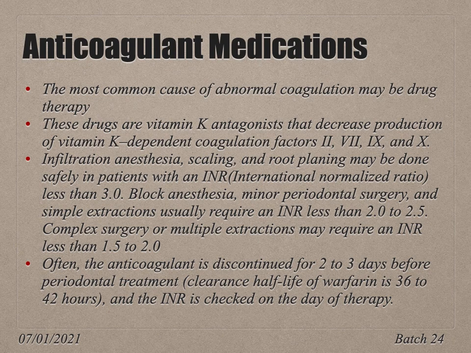If you want to perform any minor surgical procedures, then you have to establish an INR value which is less than 2 to 2.5 before you proceed for any minor periodontal procedures. If you want any complex surgical procedures, then the INR value, international normalized ratio, should be less than 1.5 to 2 before you proceed for the procedure. Often the anticoagulant is discontinued for 2 to 3 days before the periodontal treatment, and the INR is checked on the day of the therapy.